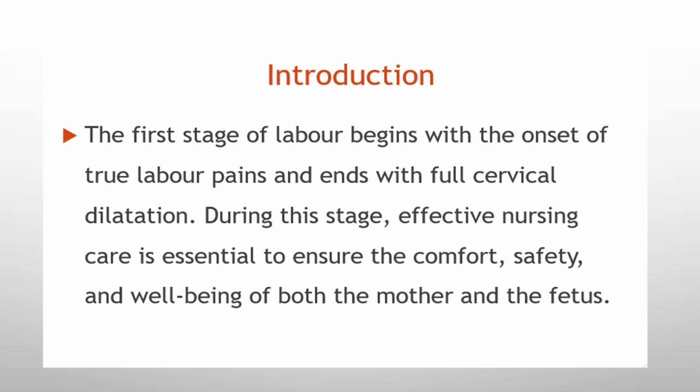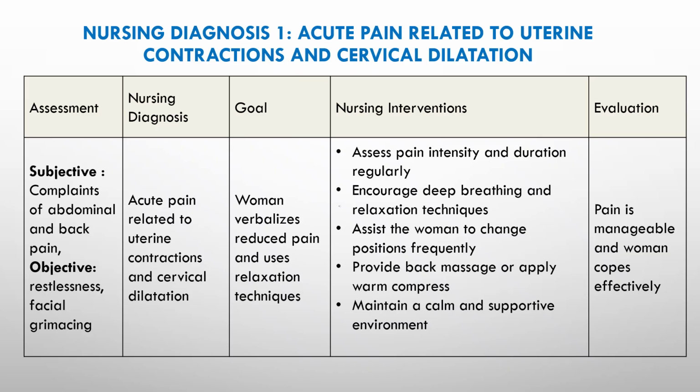This care plan is prepared according to the INC syllabus and is suitable for B.Sc Nursing and GNM students. The first nursing diagnosis is acute pain related to uterine contractions and cervical dilatation. This nursing care plan explains how nurses manage pain during the first stage of labor in a simple and systematic way. During this stage, the woman experiences abdominal and back pain due to uterine contractions and cervical dilatation.